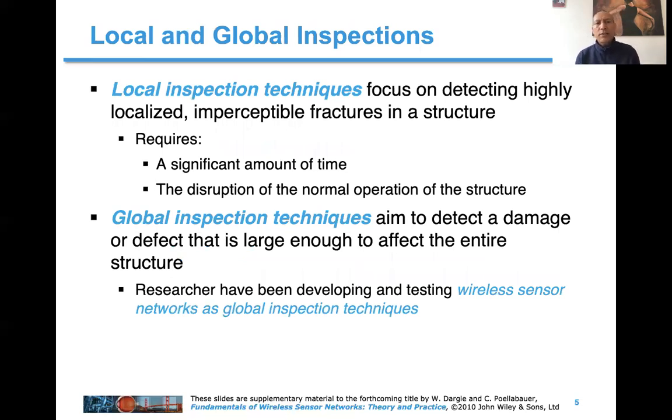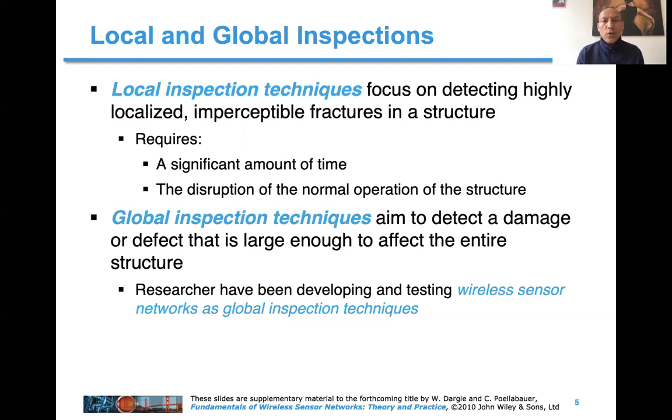In this regard, broadly speaking, we can classify inspections into phases or into big categories. The first one is the local inspection technique. This is a highly targeted inspection to identify quite imperceptible fractures, microscopic fractures in the structure. And this requires a significant amount of time, as I said, and the disruption of the normal operation of the bridge or the structure. The other one is a global inspection.